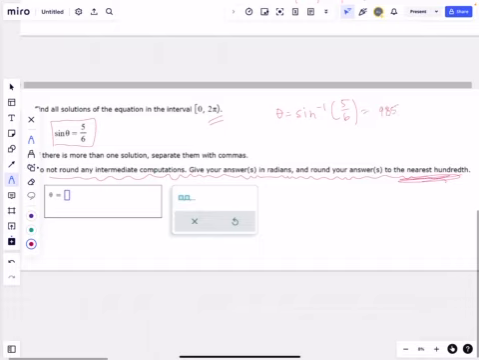0.985 radians. Let's see, it says round to the nearest hundredth. So I'm going to say 0.98511 just to ensure that we get the right amount of accuracy there. Okay, so this is going to be one of our solutions, but we need to keep in mind which quadrants in the circle have a positive sine.